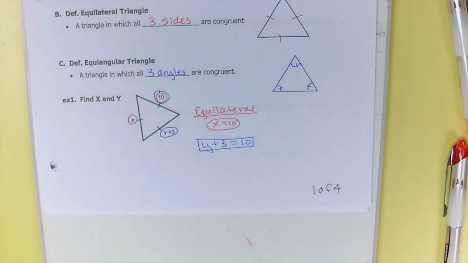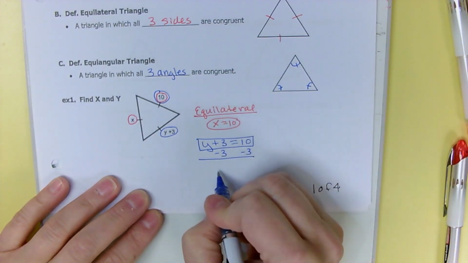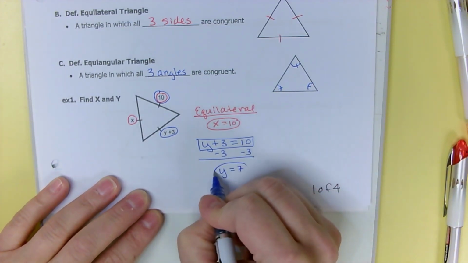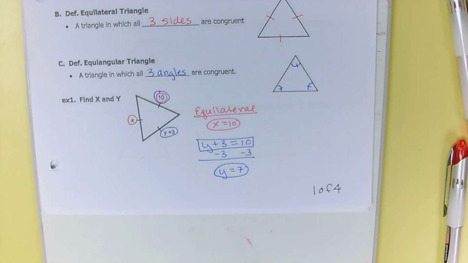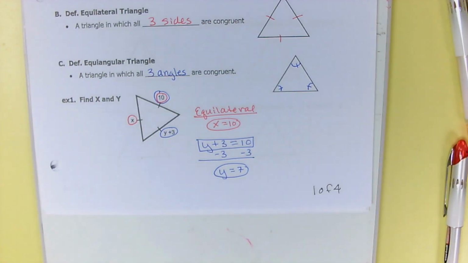Put a box around it. That is your equation. And then you solve for y, which in this case is very simple. You're going to subtract 3 over to the right, and you get y equals 7. So don't forget to box your equations and circle your answers. All right, flip the page.